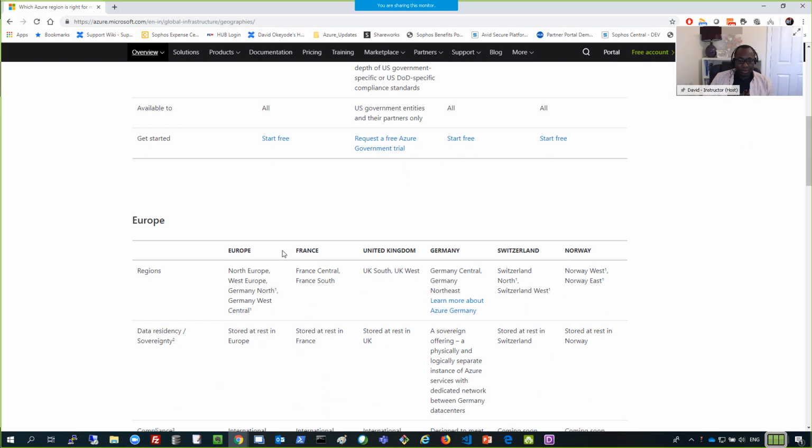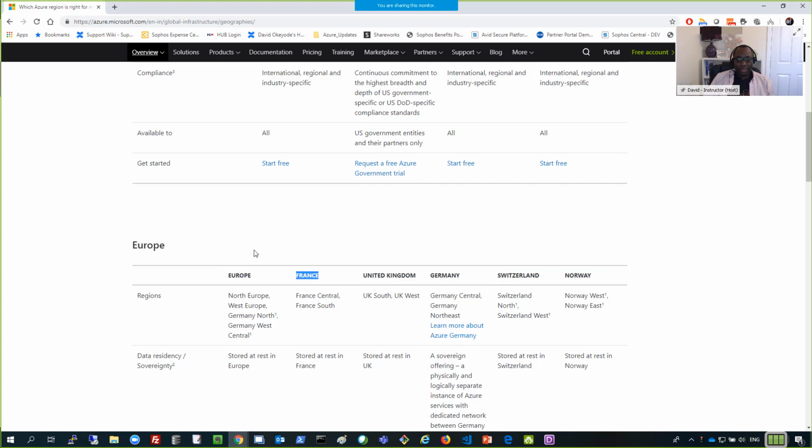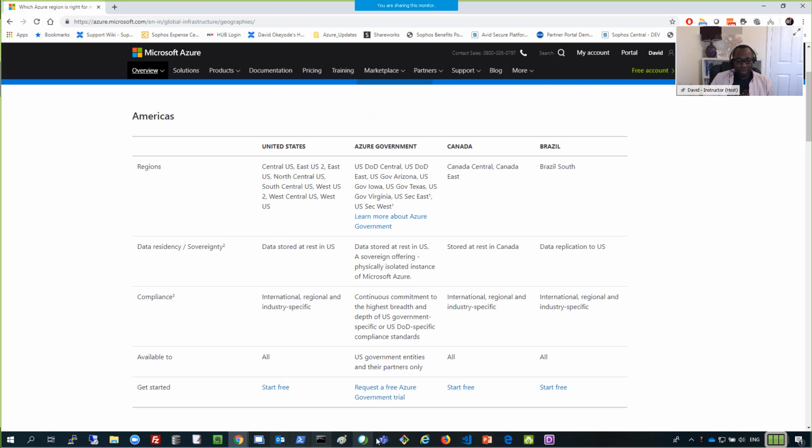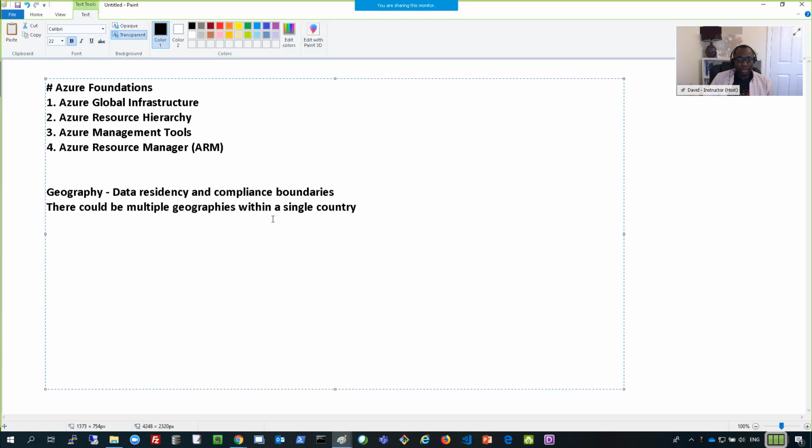You say we have Europe, we have France. So for example, Europe is a continent. You've got France, but again, it's just different data residency and compliance boundaries. That's the main key about geography. So that's good. Okay, so geographies: data residency and compliance boundaries.